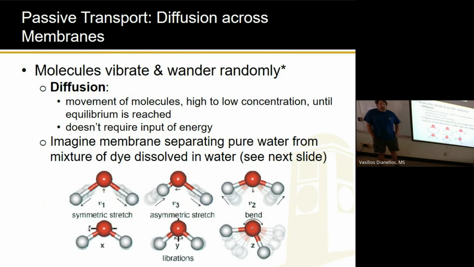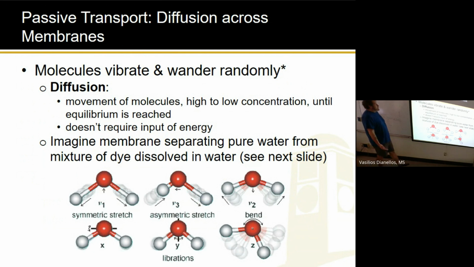Molecules vibrate and wander randomly. We talked about that way back when we talked about temperature, the first time, when I explained what it actually means when someone says the temperature in here is increasing. What that really means at the molecular level is the air molecules are moving around faster, right? As temperature increases, things move around faster. As temperature decreases, things move around less. So yes, things are vibrating. They're always moving. And that's where we get diffusion from.